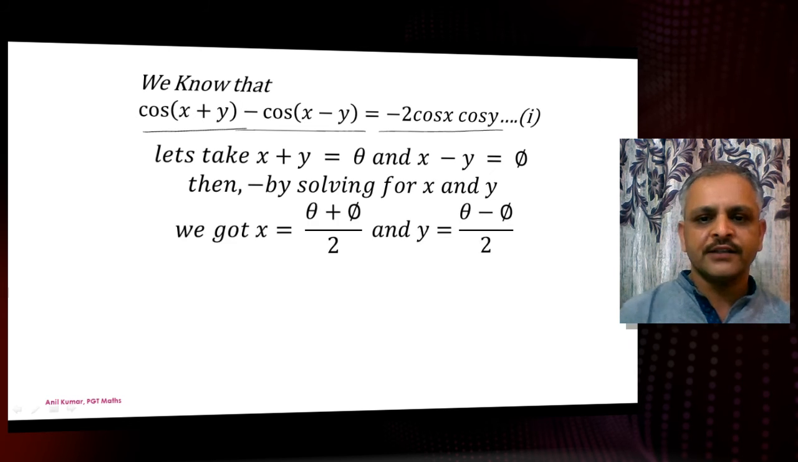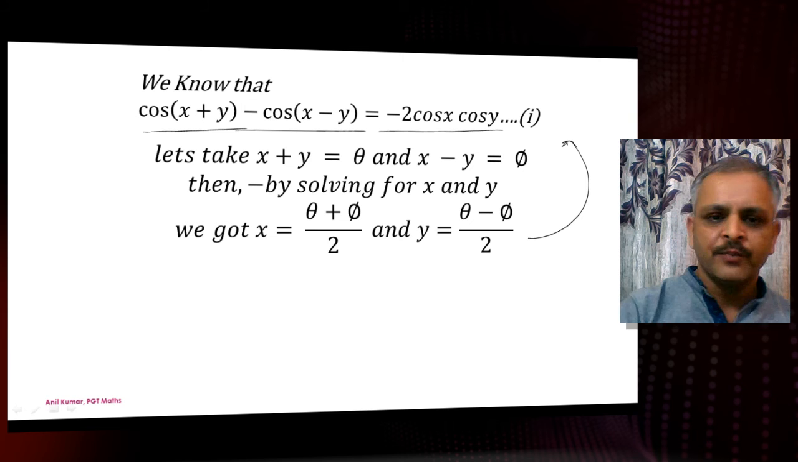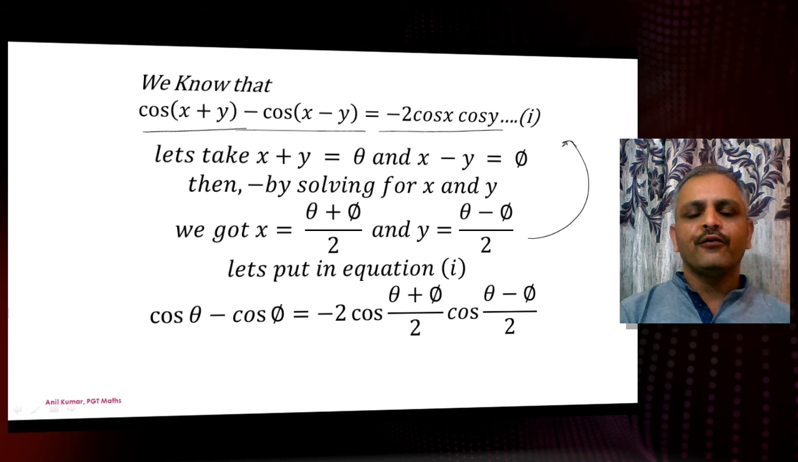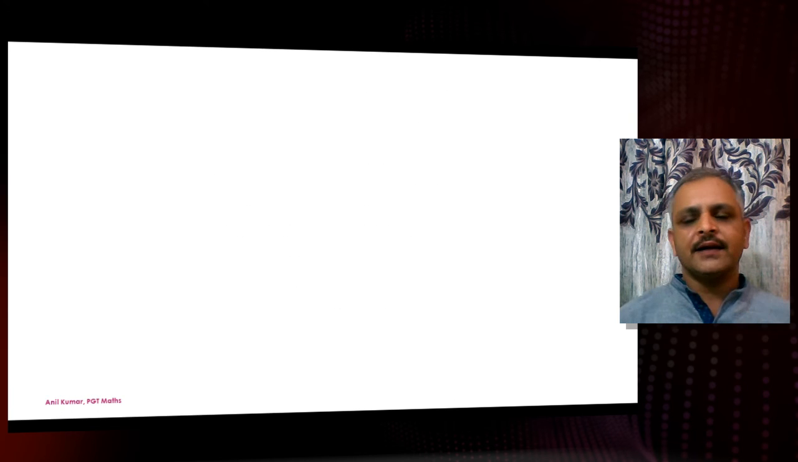And we will solve for x and y and we will get the value of x and y. And what we will do now? We will put all these four values in equation 1. So we will get our fourth factorization formula, that is cos theta minus cos phi is equal to minus 2 cos of theta plus phi by 2 and cos of theta minus phi by 2. So these were the total 8 identities we discussed. 4 factorization formula and 4 defactorization formula.